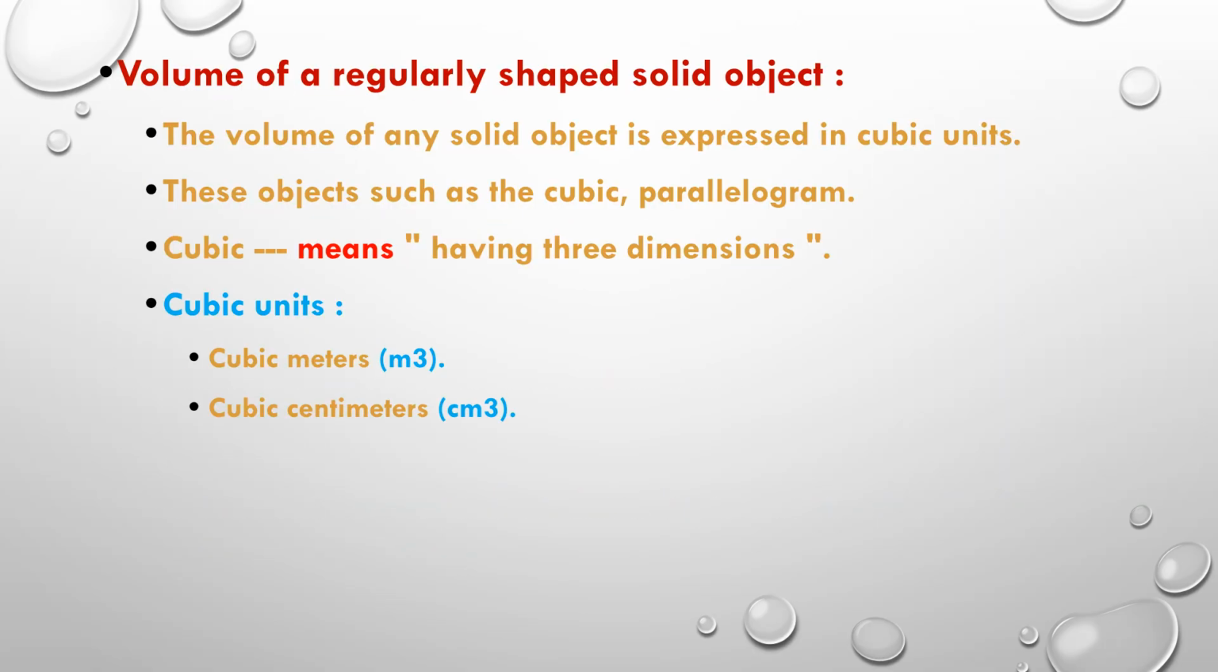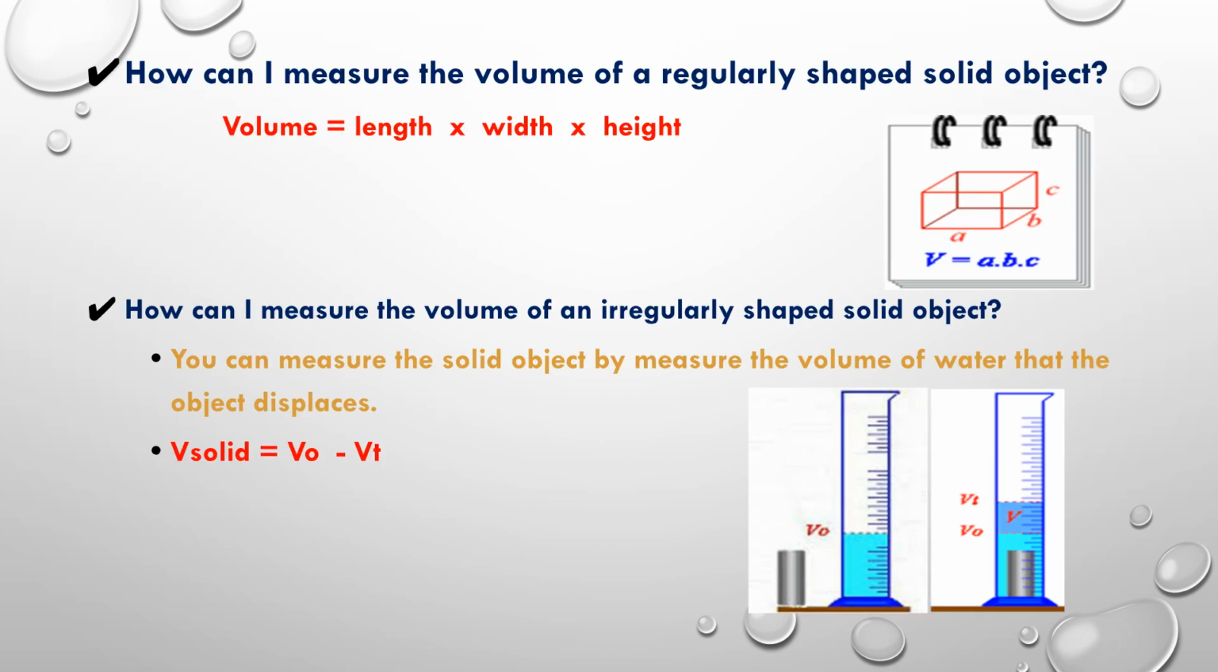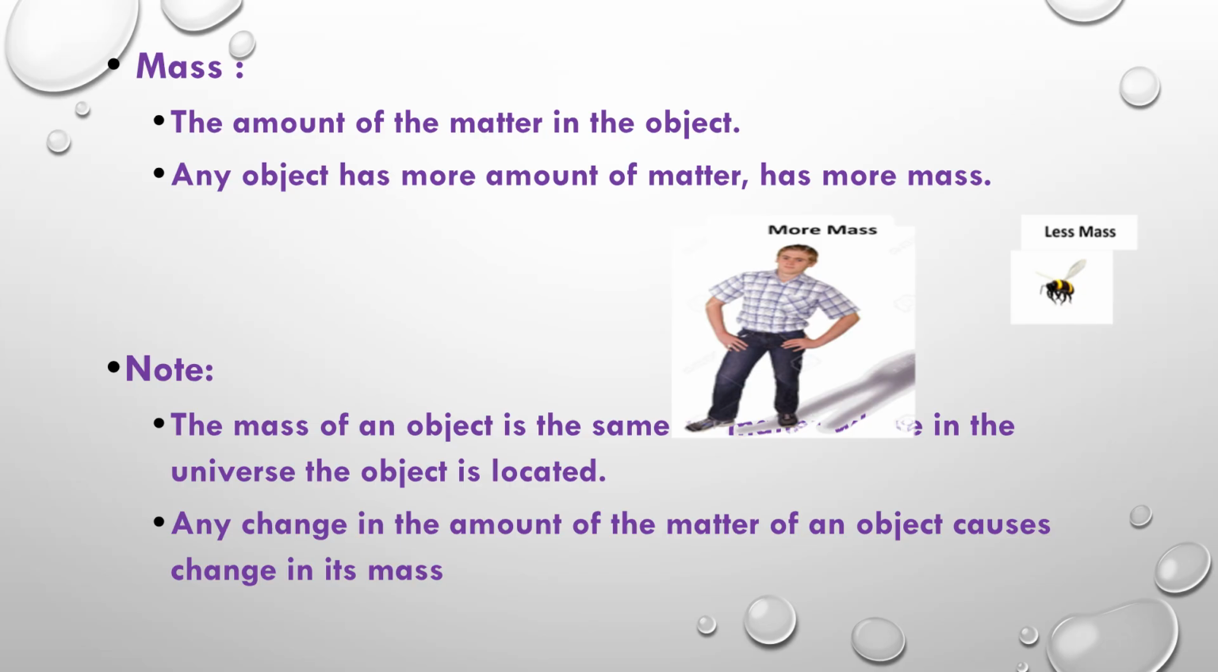The volume of a regularly shaped solid object is expressed in cubic units, such as cubic meters, m³, or cubic centimeters, cm³, as these objects have 3 dimensions. For regularly shaped solids, volume is calculated by multiplying length, width, and height. For irregularly shaped objects, volume can be measured by the amount of water the object displaces, using the formula V solid equals V final minus V initial. Mass is the amount of matter in an object.